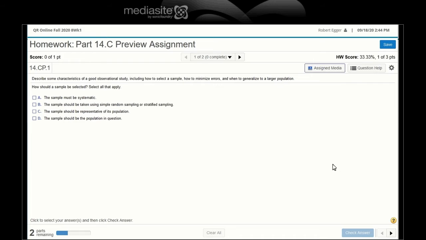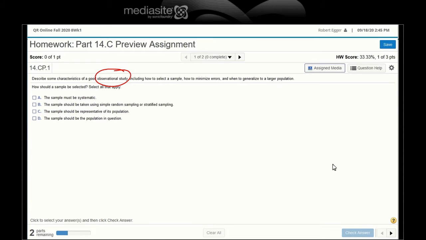Okay, let's see. Describe some characteristics of a good observational study, including how to select a sample, minimize errors, and when to generalize to a larger population. How should a sample be selected? Select all that apply. A sample must be systematic. Samples should be taken using simple random sampling or stratified sampling. The sample must be representative of its population. The sample should be the population in question.